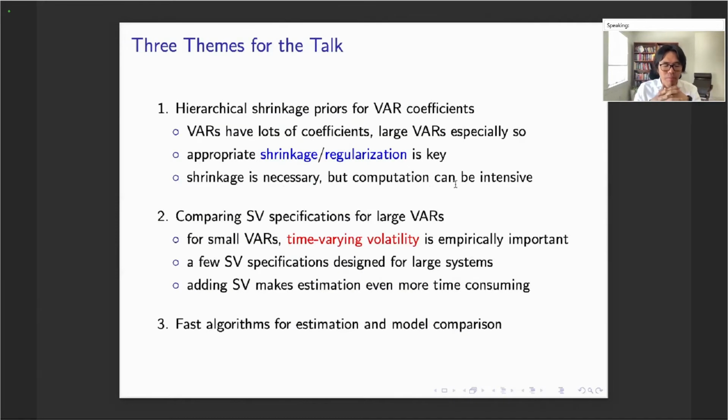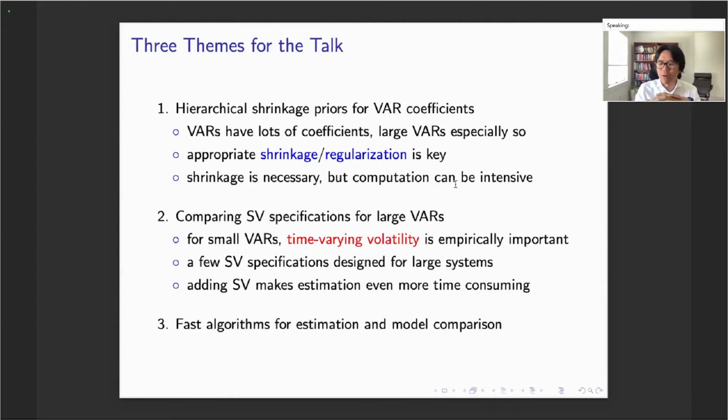So I would arrange my talk around 3 different themes. First, I would talk about shrinkage priors, especially hierarchical shrinkage priors for large VARs.